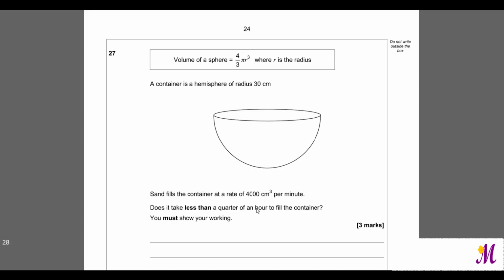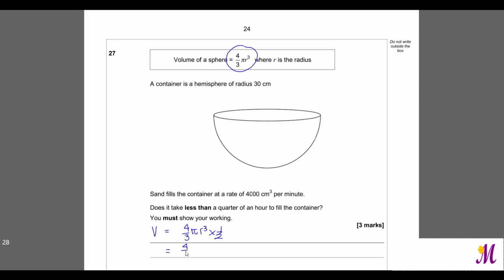So before we find out how many minutes to fill the container, we need to find the volume first. Let's just use this formula given here. So the volume will be 4/3 pi r cubed, but it's the volume of a sphere, while this one is just a half of it. So we need to times it by half. Then we can start the computation.